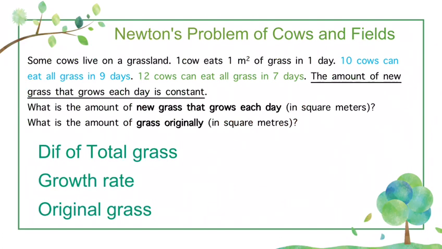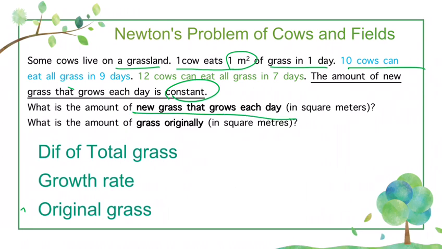Okay, so next one, Newton's problem of cows and the field. Some cows live on the grass land. 1 cow eats 1 square meter of grass in 1 day. 10 cows can eat all the grass in 9 days, and 12 cows can eat all the grass in 7 days. The amount of new grass that grows each day is constant. So what is the amount of new grass that grows each day?